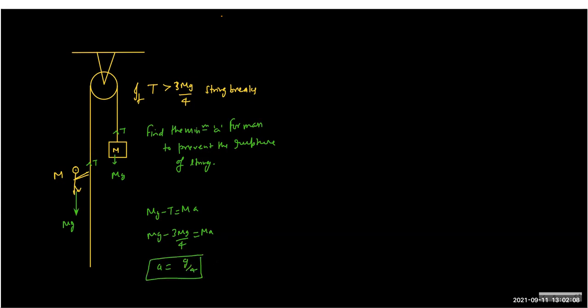So this is the ground frame acceleration. So in the frame of the rope, what is the acceleration of the man with respect to the rope? Can you tell me this answer in vector form? What is the answer? Tell me. It is g by 2 j, minus.